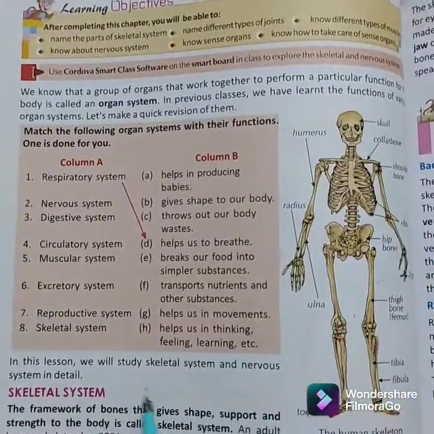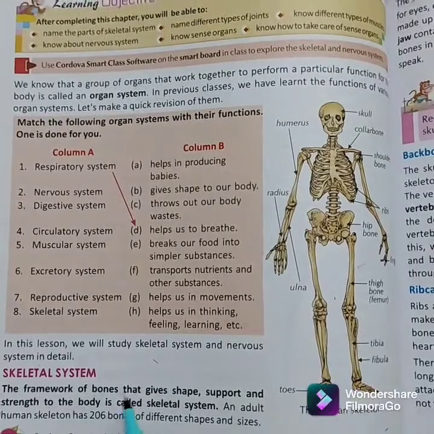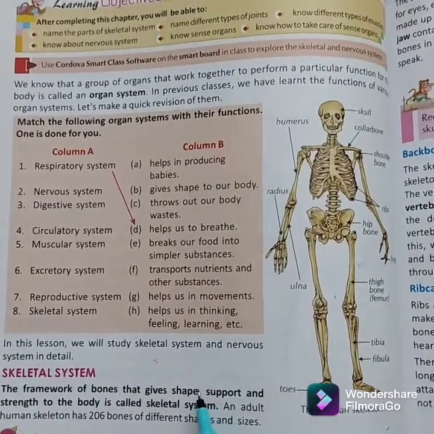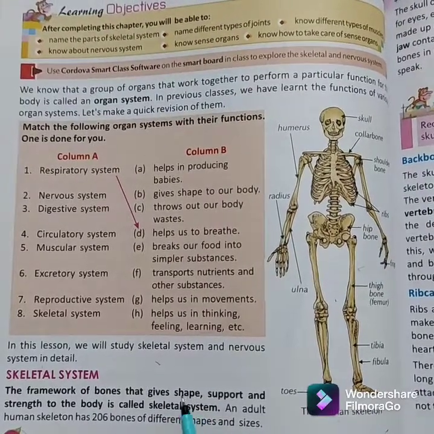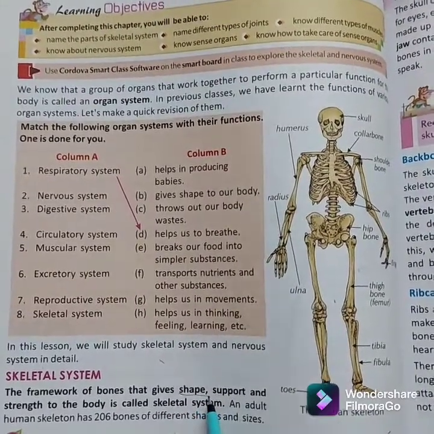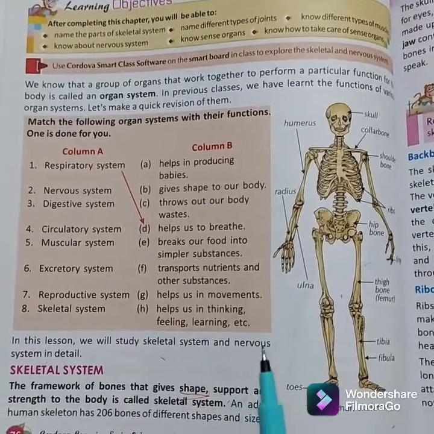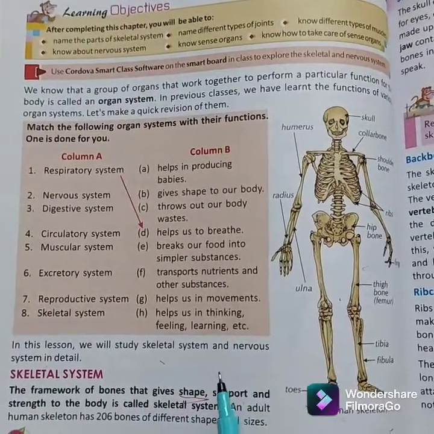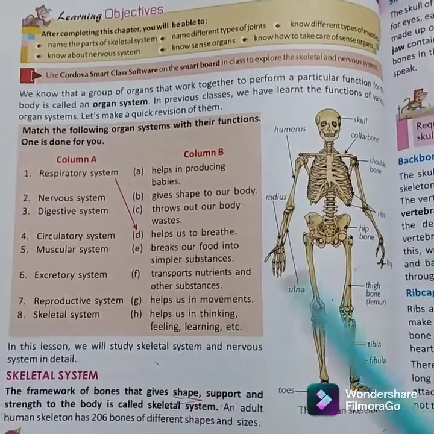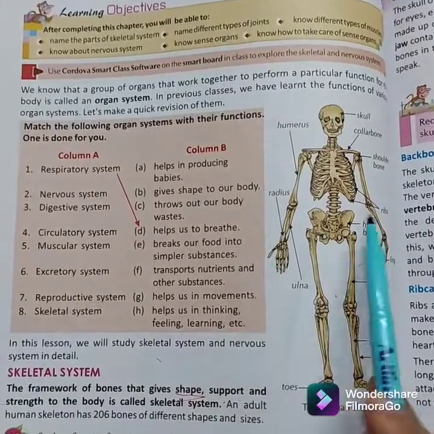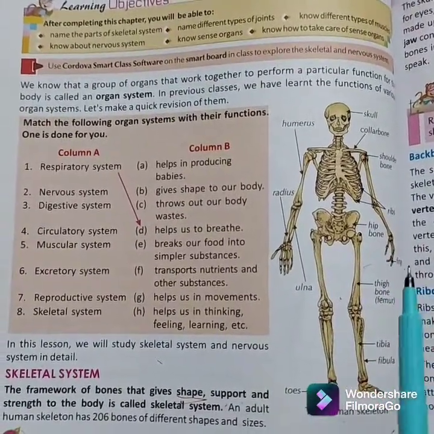Moving ahead, children, we have the skeletal system. It forms the framework of bones that gives shape, support, and strength to the body. That means it not only helps in forming the shape of the body, but it also forms the basic support and strength mechanism of our body so that you are able to bend in various directions, you're able to move your limbs, right? And you are able to perform various activities.